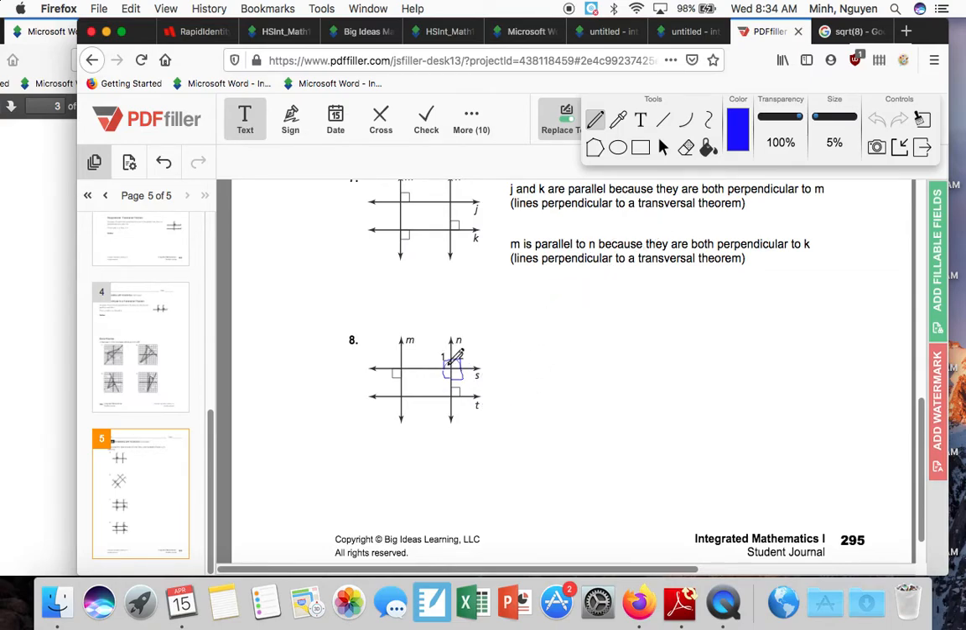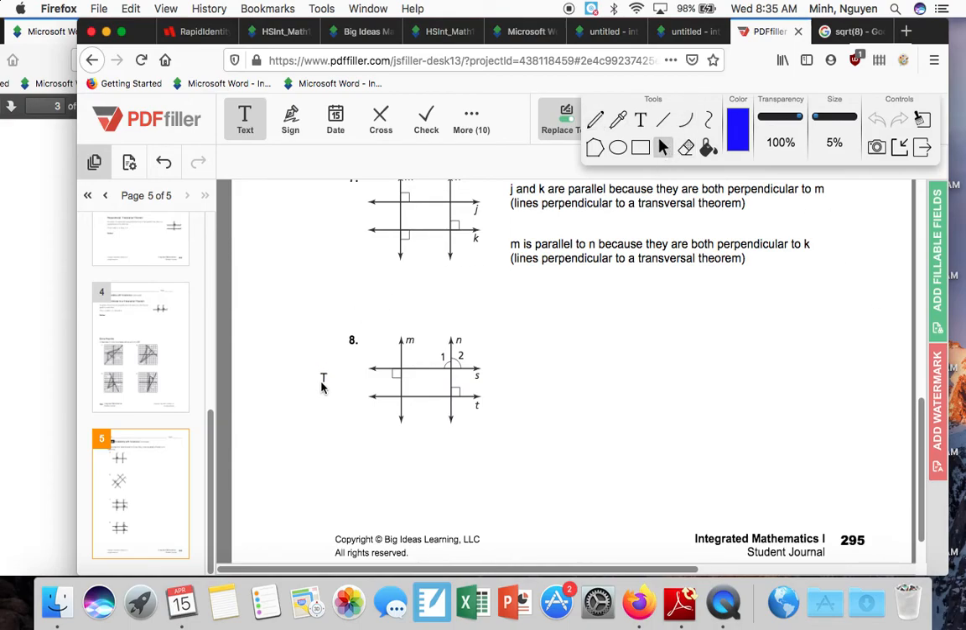Let's see. So I have this and this. Oh, okay. So I can go ahead and say M and N are parallel because, well, I just established it. And then right here as well, S and T are also parallel. So in number 8, M and N are parallel, and S and T are both parallel. So it's actually just like number 7.